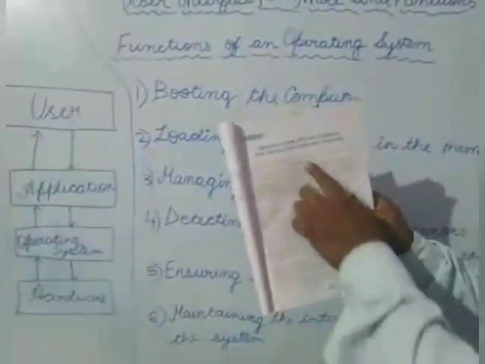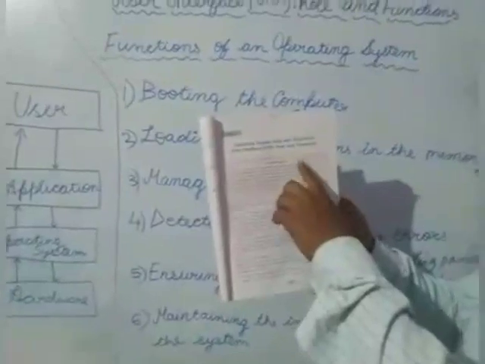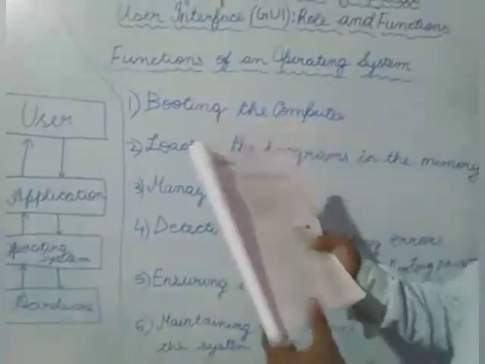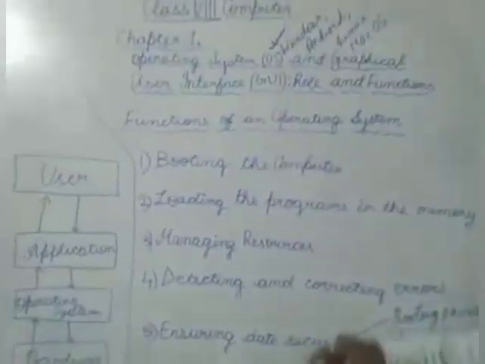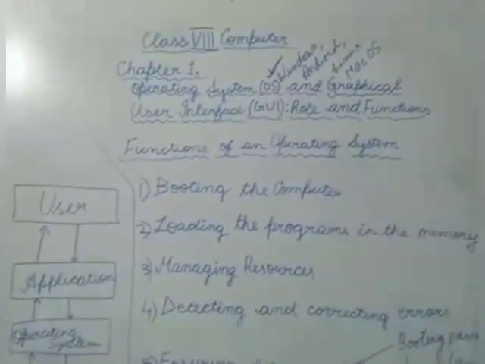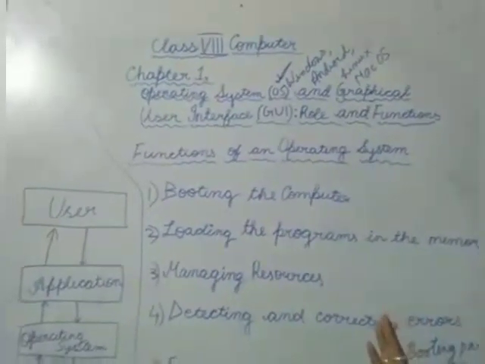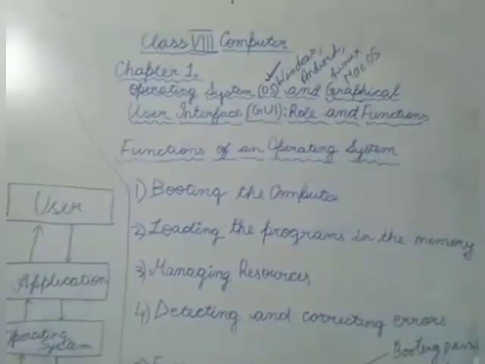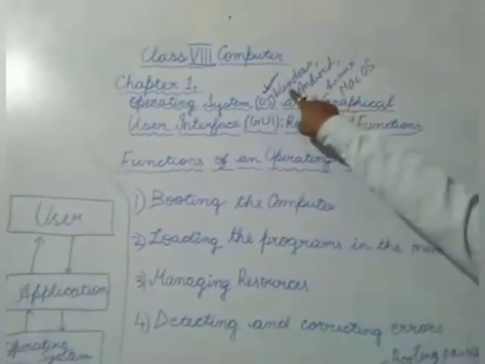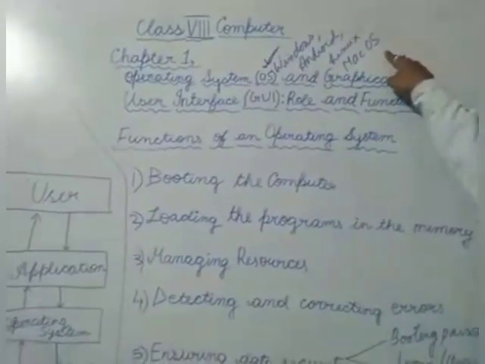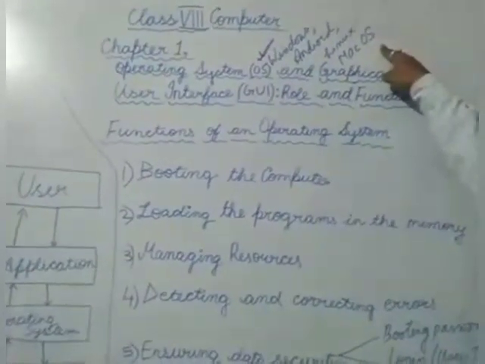Dear students, computer studies class 8. I am starting with the first chapter: Operating System (OS) and Graphical User Interface (GUI), role and functions. First, I should define what is an operating system. Operating system refers to the set of integrated programs which performs the overall function of a computer system. Examples are Windows, Android, Linux, Mac OS. These are the different types of operating system.